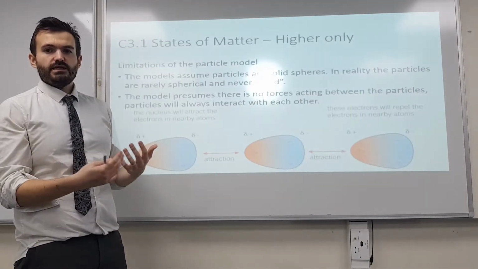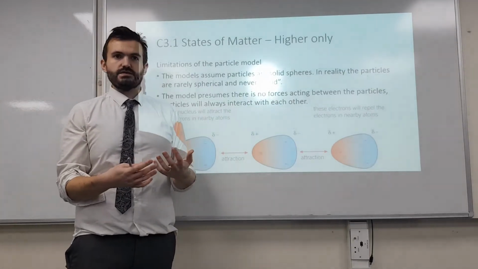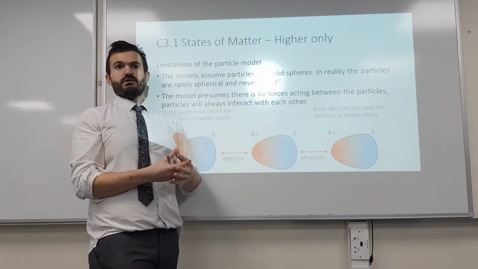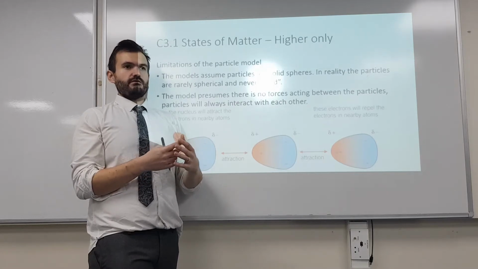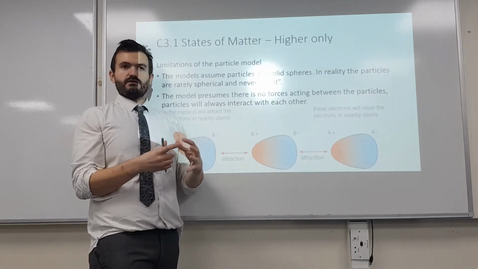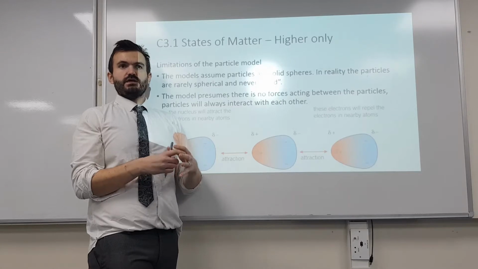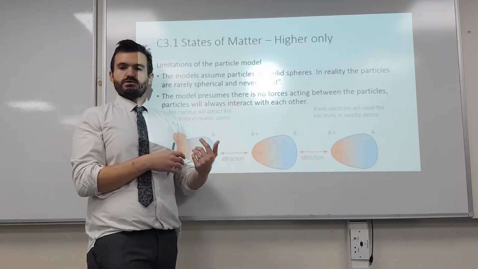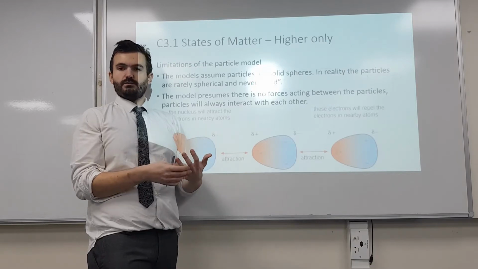So one limit to the particle model is that the particles are all spheres. Molecules are very, very rarely spheres. If anything, the only particle that's going to be a sphere is going to be your helium. All the others are not going to be spheres, and we always draw them as spheres. So that is one limit.